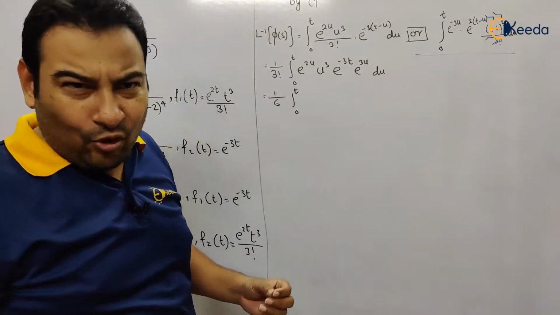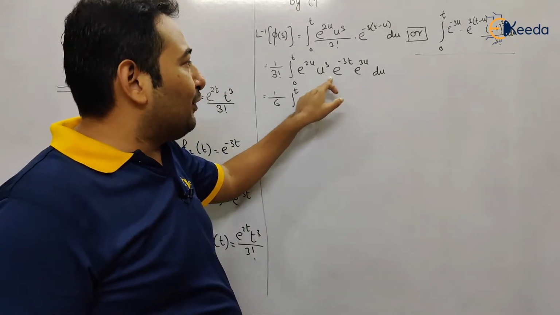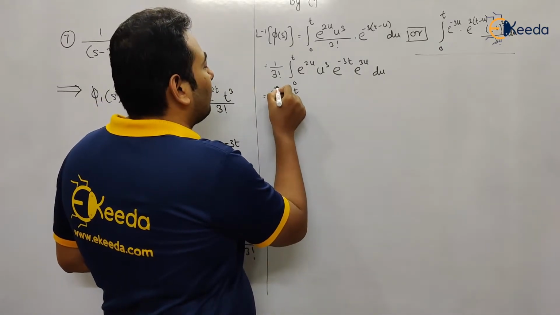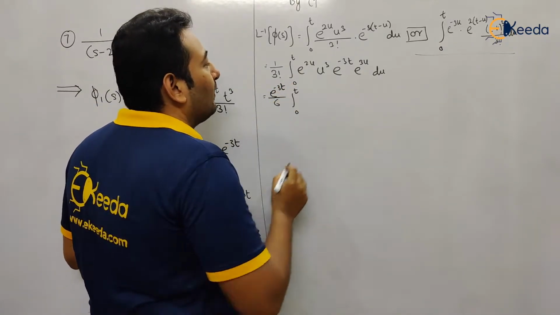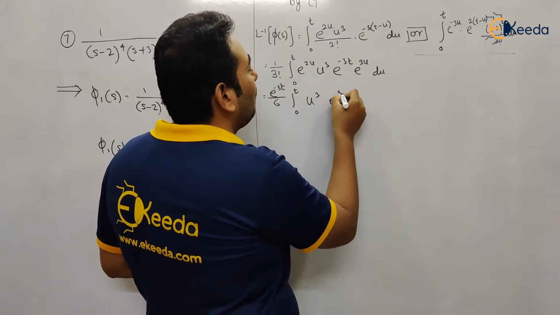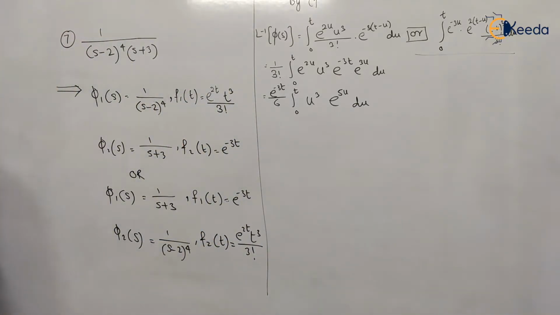Obviously, again the same logic, we are integrating with respect to u, that means t is constant. Therefore, this term is a constant that will come out of the integration. Inside it is u cube, e raised to 2u, e raised to 3u will become e raised to 5u, into du.